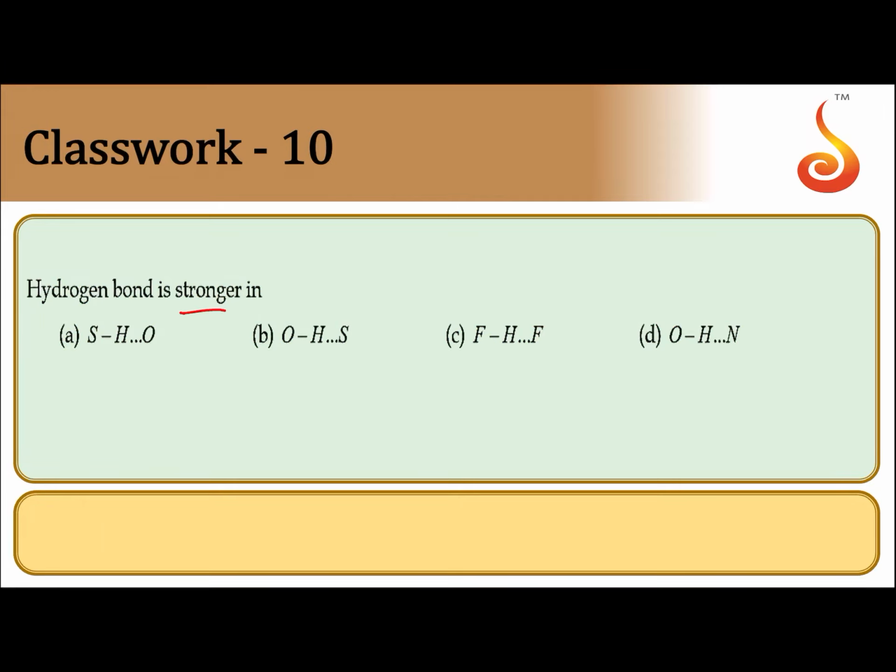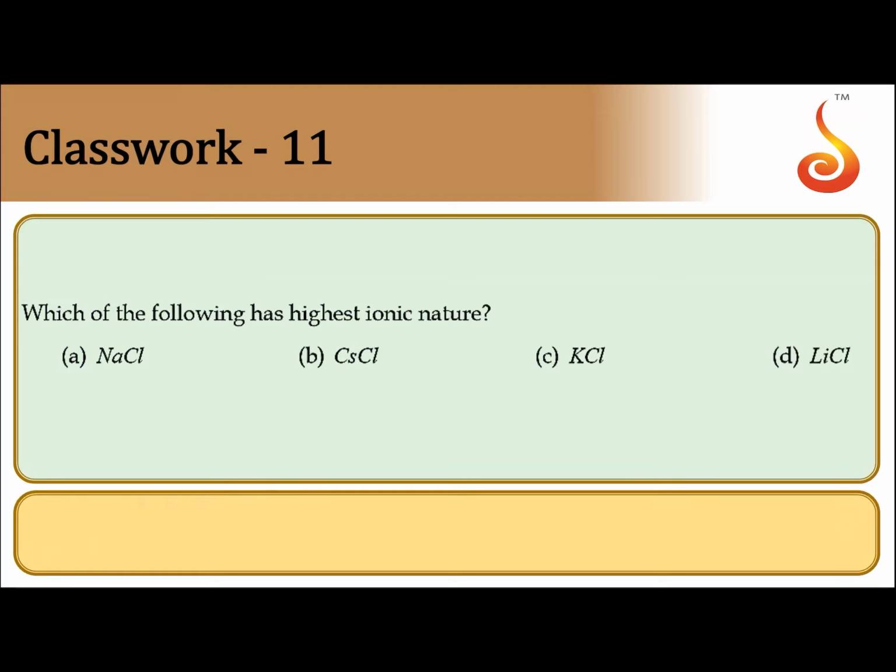Next, hydrogen bond is stronger in which one? The strength of the hydrogen bond depends upon the electronegativity of the atom attached to hydrogen. Among these four options given to us, we have fluorine here. Fluorine has higher electronegativity when compared to oxygen or sulfur or nitrogen, and therefore option C will have the stronger hydrogen bond. So option C, because of the higher electronegativity of fluorine. So the answer is option C.